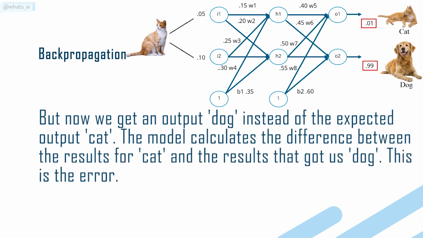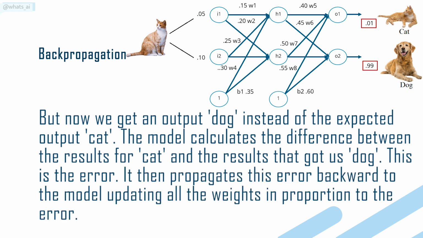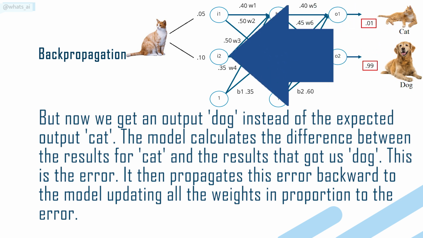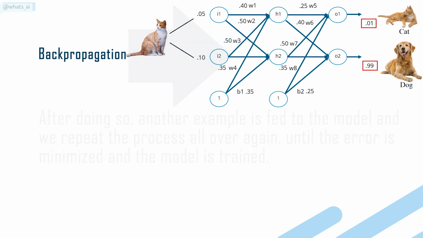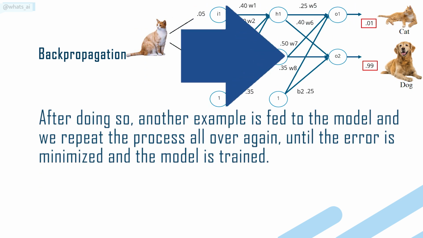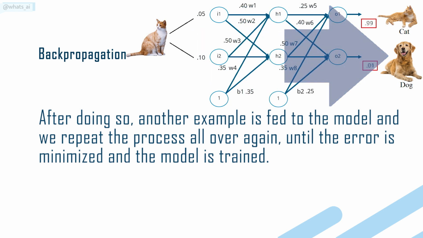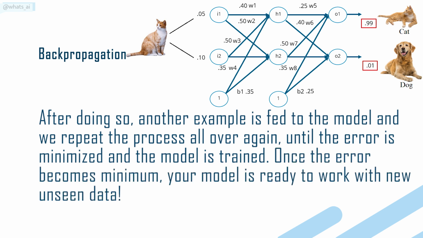The model calculates the difference between the results for cat and the results that got us dog. This is the error. It then propagates this error backward through the model, updating all the weights in proportion to the error. After doing so, another example is fed to the model and we repeat the process all over again, until the error is minimized and the model is trained. Once the error becomes minimum, your model is ready to work with new unseen data.